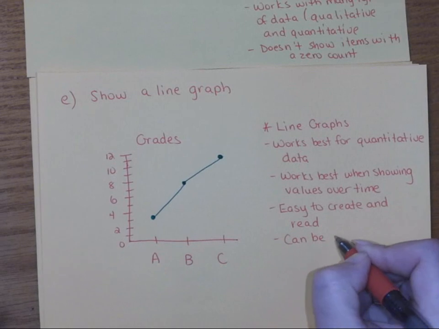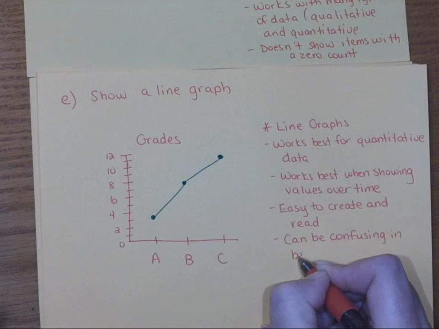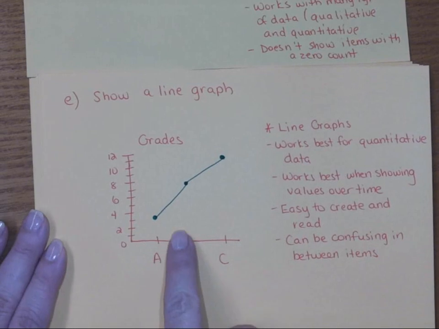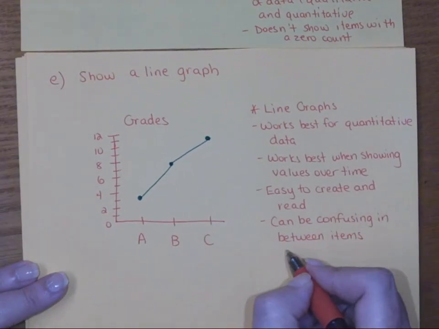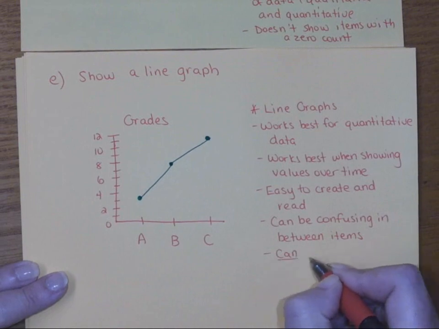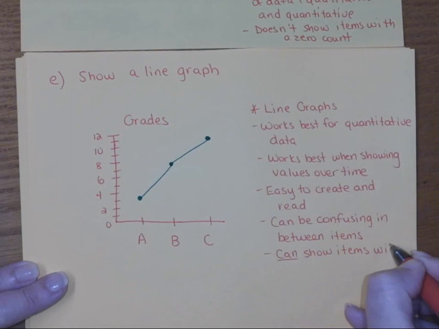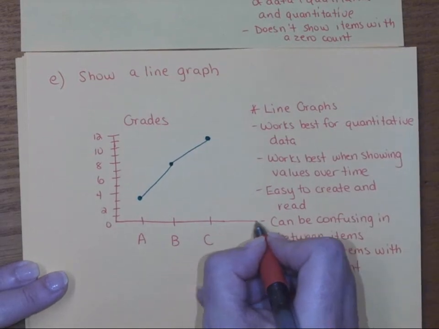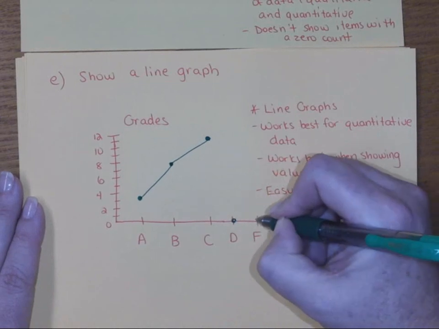If you don't use it in the right context, it can be confusing in between items. And that's why it works best showing values over time. In other words, what does this area in between A and B represent, right? That's why I'm saying maybe a line graph isn't actually the best way to show this data, okay? One thing that it can do that the others haven't really been able to do, it can show items with a zero count, right? So if I wanted to, I actually could include D and F in this chart, right? It's just that those values would be down here.